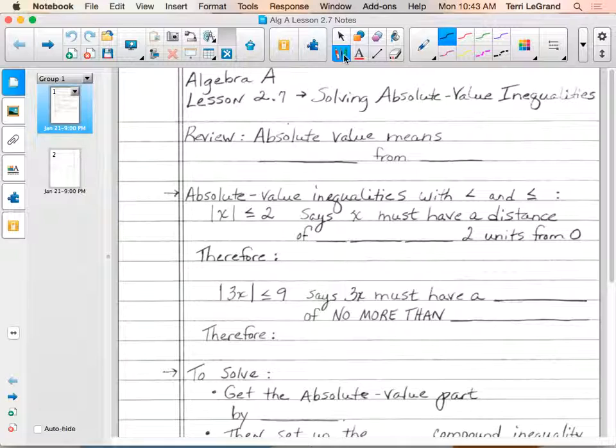Distance from 0. If I ask you to give me the absolute value of something, I am asking you to tell me how far it is. What's its distance from 0? So absolute value actually means distance from 0.